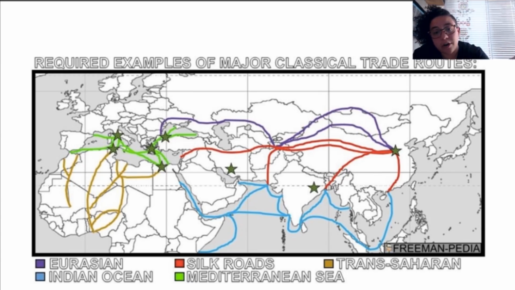Everywhere you see a star on this map is a major city because trade requires a lot of organization. And so all these cities pop up sometimes as port cities, sometimes they're capitals, but either way, they're very much connected to the commerce of different civilizations. And a lot of people will live there because of trade.